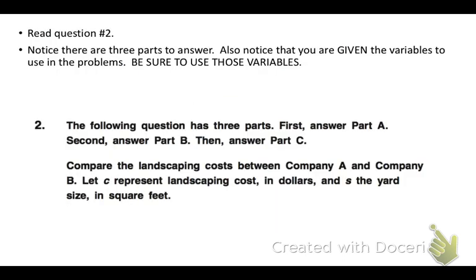Now let's look at question 2. The following question has 3 parts. That's the first thing we'll notice. Then we are given certain variables to use. It says, compare the landscaping costs between company A and B, and let little c represent the cost in dollars and small s the yard size in square feet. So we must use the variables that we're given.